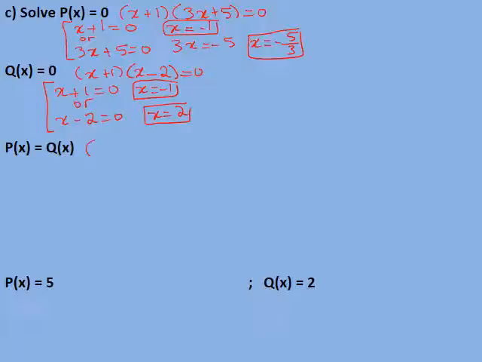Factorized P of x. What's the answer of the factorized? Yes. (x+1)(3x+5) is equal to... Can you give me the factorized Q of x? (x+1)(x-2).